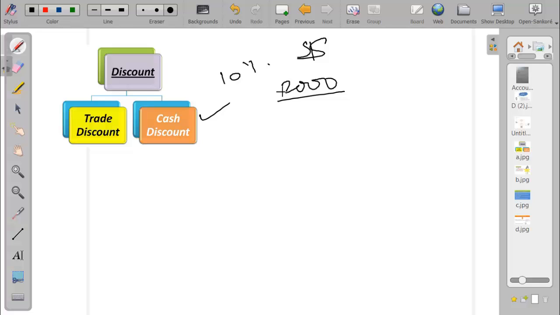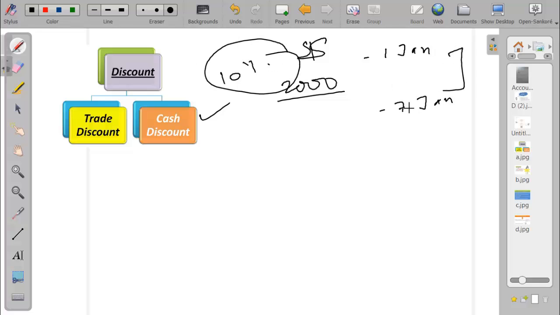So again, see what I am doing. I am just motivating you that don't delay beyond 1 week. Within 1 week you pay if you want to enjoy the discount. So suppose I sold goods on 1st January. And before 7th January you have to pay the money if you want to avail this discount. Okay? This is my policy. I give credit for only 1 week.